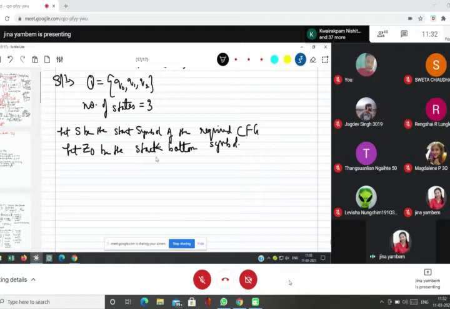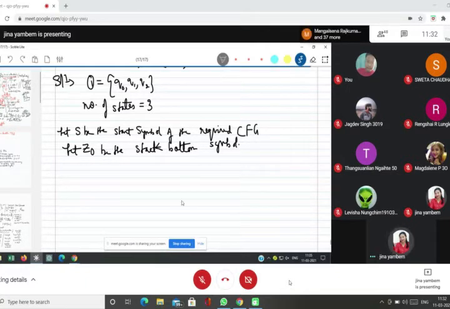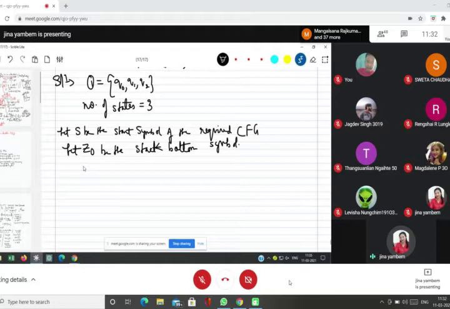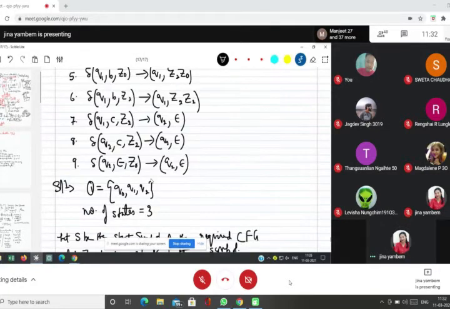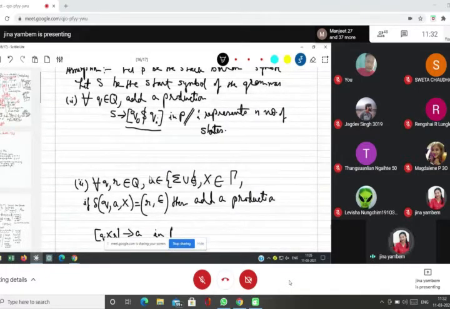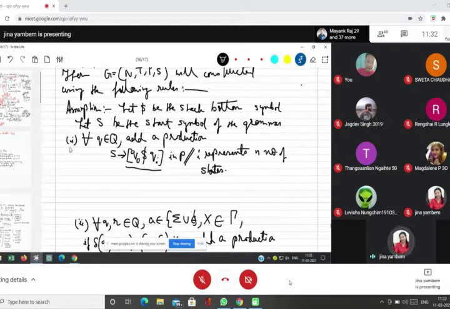Okay. Now, after doing all the pre-required assumptions, I'm going to start constructing the production rules of the required context-free grammar. So as per the rules, as per rule number one, for all Q belonging to capital Q.